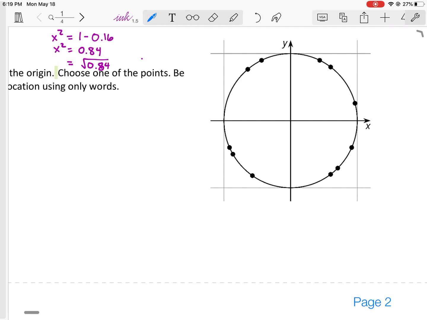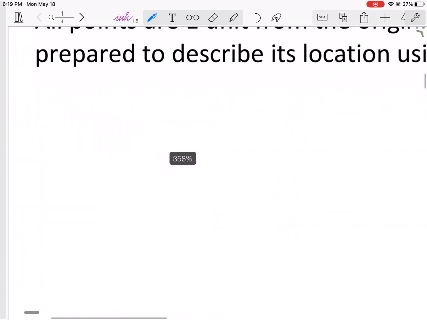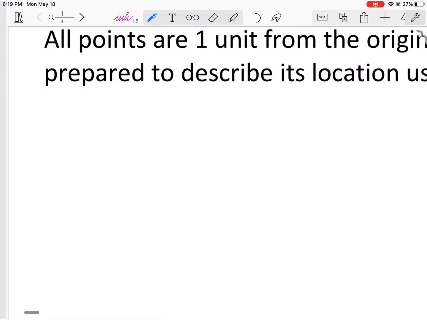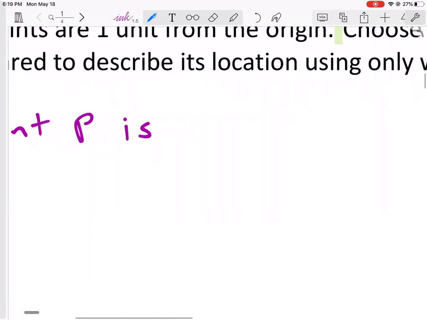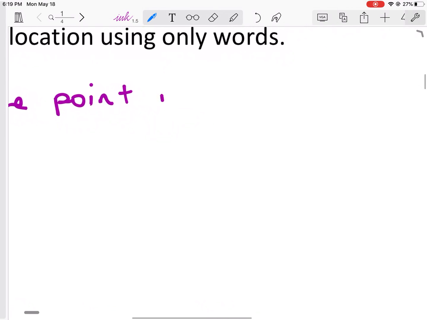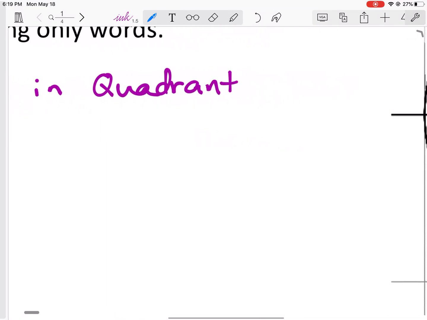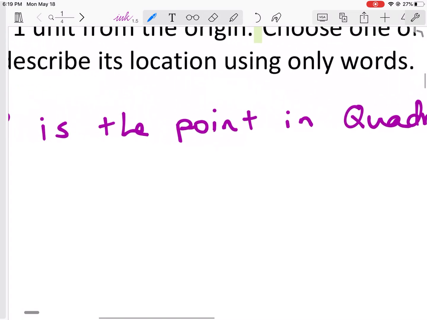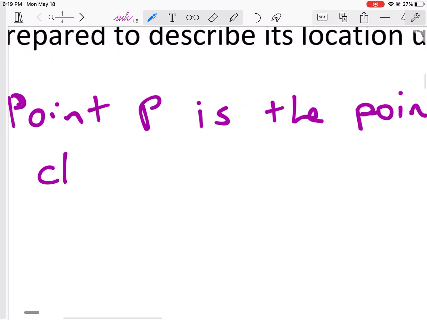So my description will be: point P is the point in the 3rd quadrant, or in quadrant 3, closest to the y-axis.